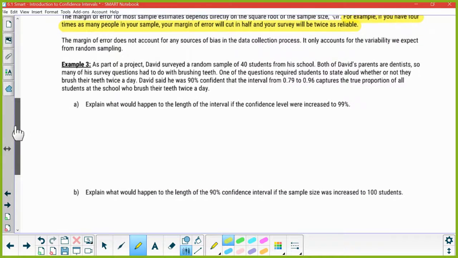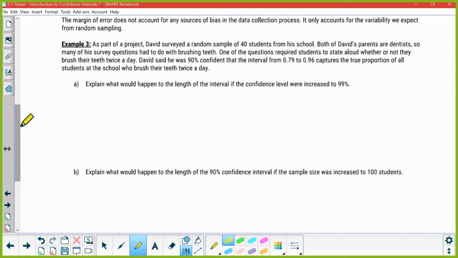For our last example, as part of a project, David surveyed a random sample of 40 students from his school. Both of David's parents are dentists, so many of his survey questions had to do with brushing teeth. One of the questions required students to state aloud whether or not they brush their teeth twice a day. David said he was 90% confident that the interval from 0.79 to 0.96 captures the true proportion of all students at the school who brush their teeth twice a day. Explain what would happen to the length of the confidence interval if the confidence level were increased to 99%.